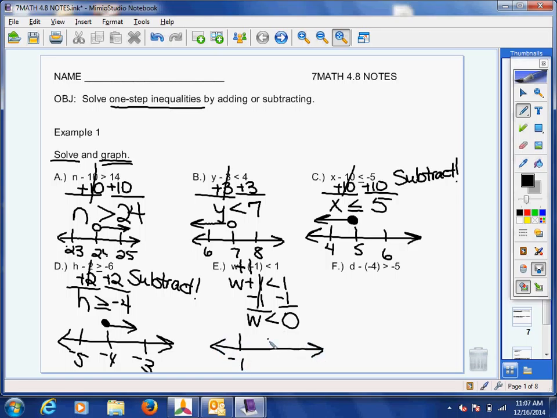Okay, so let's do this one. Let's do negative 1, 0, 1. What kind of circle? Open. Arrow? Left. I'm not looking at you, you can't say it that way because I'm not looking at you. Okay. You want to try F on your own? Now that I showed you how to handle those double negatives, try it. See what you come up with.